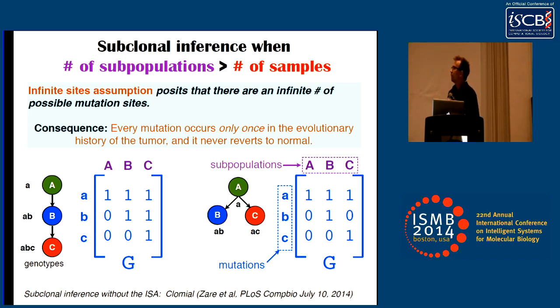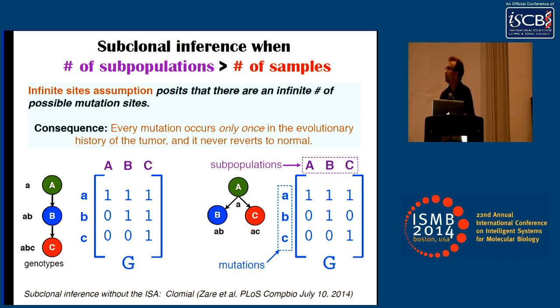Okay. Now I'm going to tell you how this assumption allows you to do this reconstruction because it limits the matrices, the genotype matrices, that are going to be valid. But if you want to do subclonal inference without this assumption, there's a new method that was just published in PLOS Computational Biology called CLOMO. But you really do need a lot of samples in order to get this subclonal inference right.